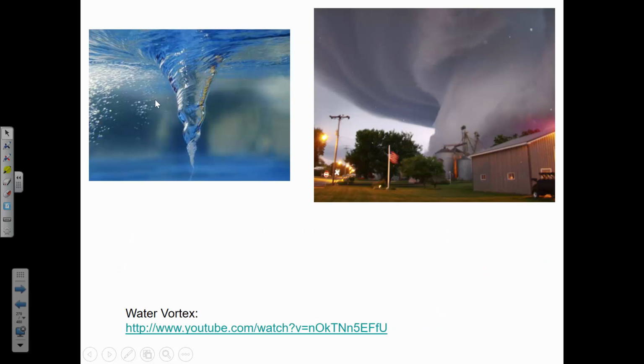So here are a couple of illustrations of fluids that are experiencing radial flow. A water vortex, which we'll take another look at in just a minute with the YouTube video, or a tornado. There are pretty incredible changes in pressure due to tornadoes, and we can use radial acceleration.